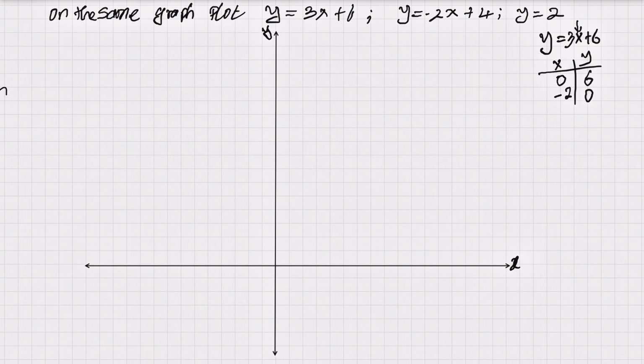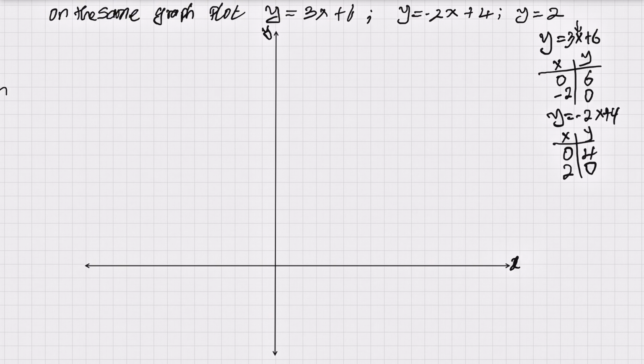So if we go to the second line, y equal to minus 2x plus 4, we are still going to have the x and the y coordinates. When x is 0, we will have the y-intercept, which would be 4. And when y is 0, we will have the x-intercept, which will be 2, because when you subtract 4 from both sides, we will have negative 2x is equal to negative 4. And when you divide both sides by negative 2, we will have 2.